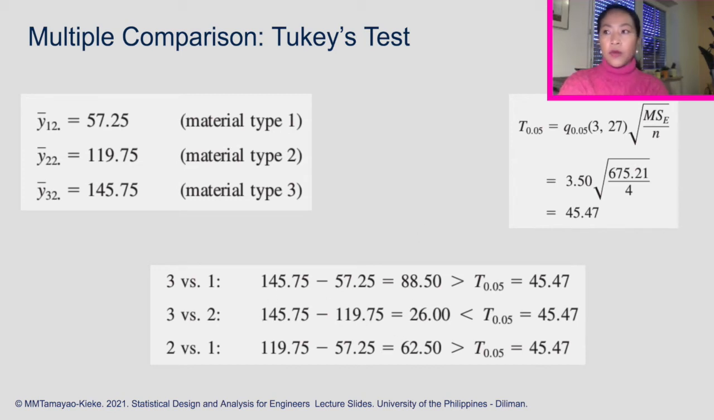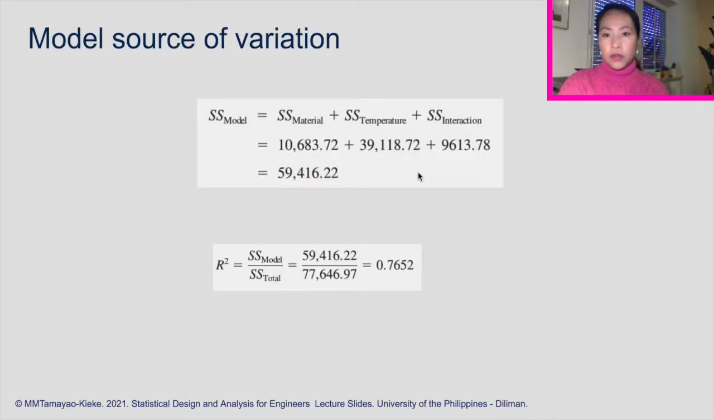Okay, so now we move on to estimating the model source of variation. Okay, so here we know that SS model, or sum of squares of the model, is equal to SS material plus SS temperature plus SS interaction. And we have already previously computed these terms, okay? And these are the values for these 3 terms. We add them all up, we get 59,416.22. So this is SS model.